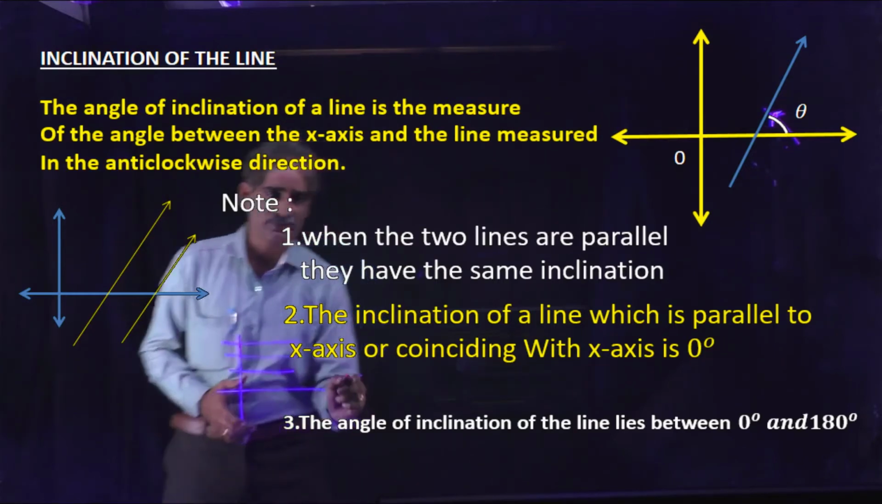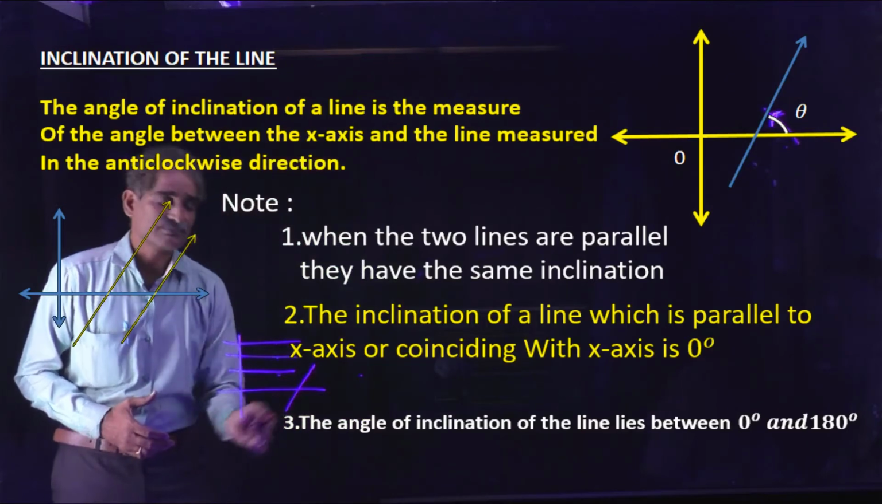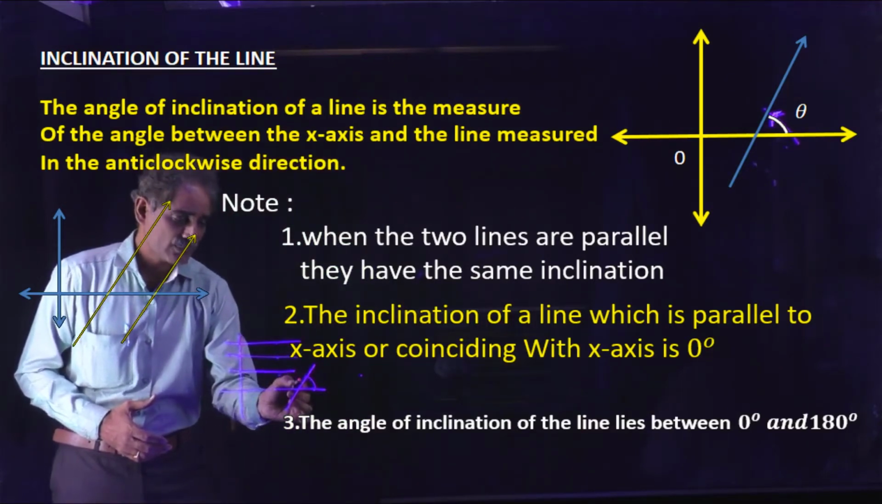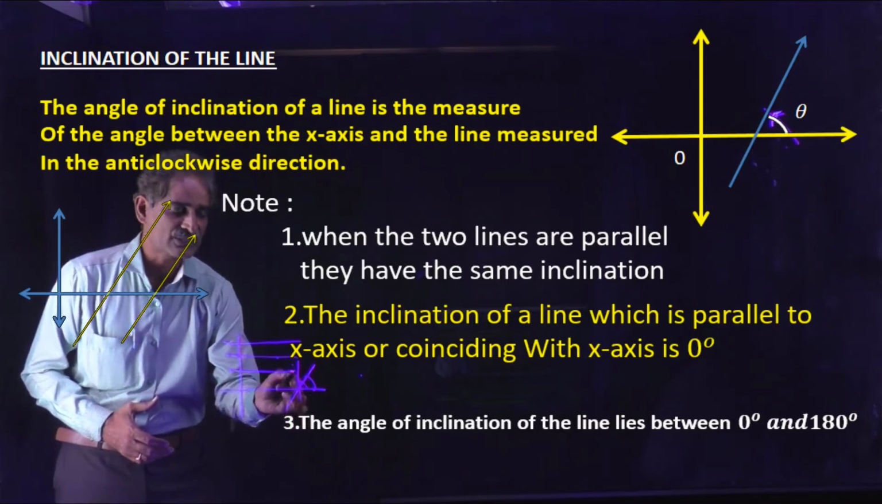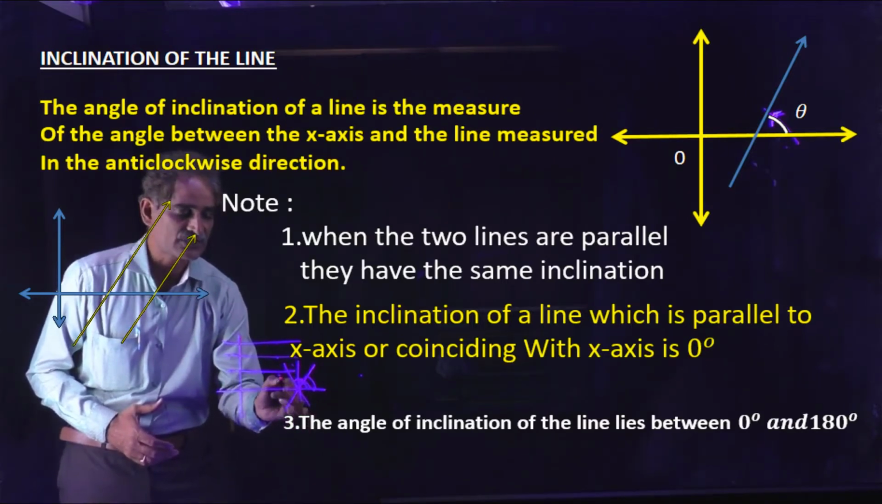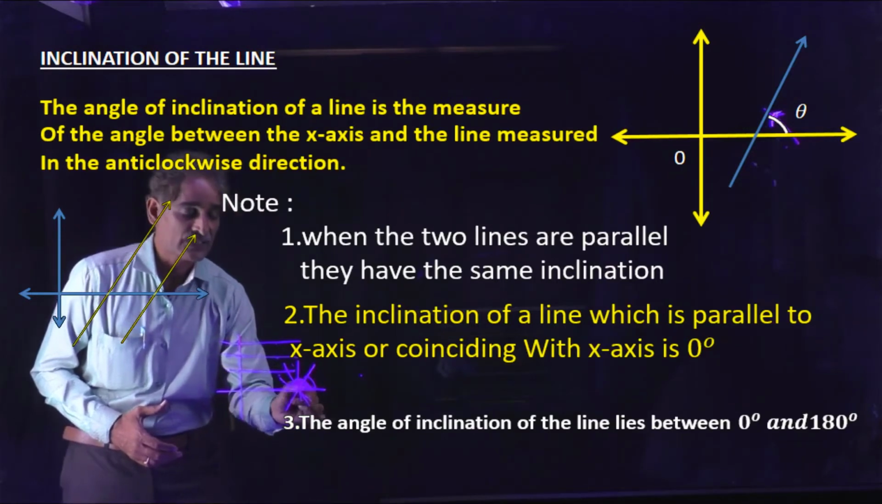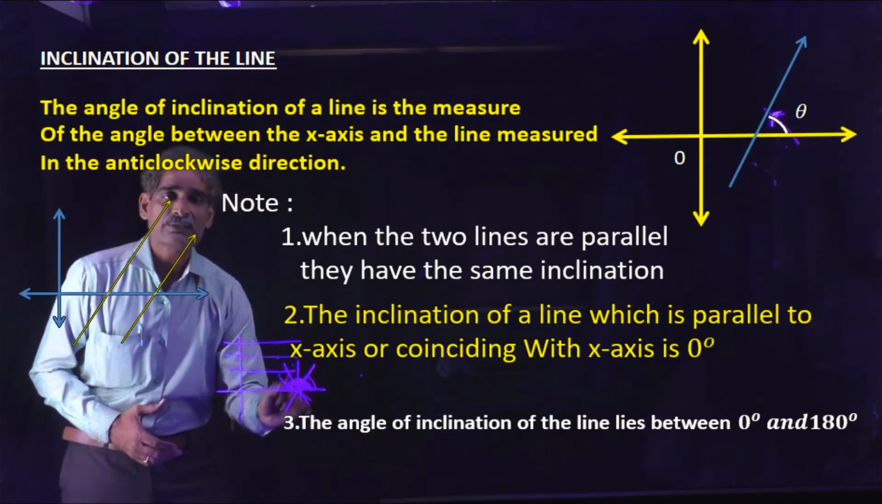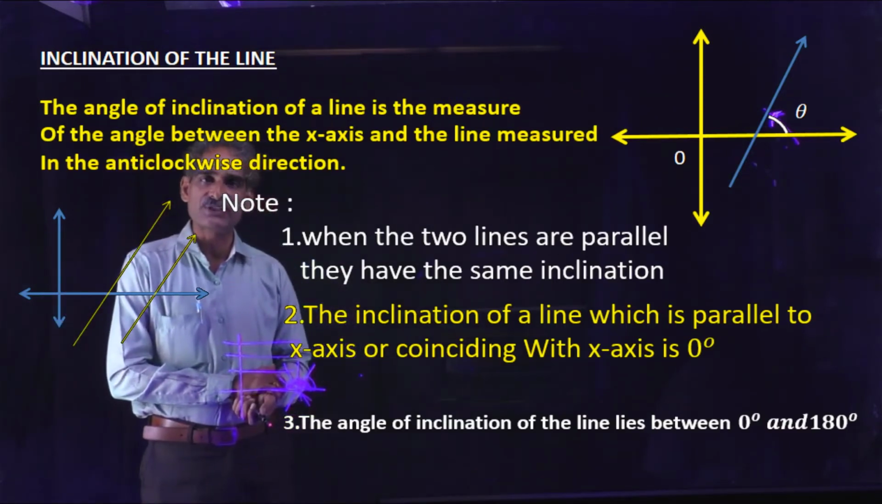See, observe this. Here, suppose this is the line. This is the inclination. If you change this direction, suppose this is second position, this is the inclination. This is the third position, this is the inclination. This is the fourth position, inclination. This is the final position, this is the inclination. This is the maximum inclination. That means inclination always lies between 0 to 180 degrees.